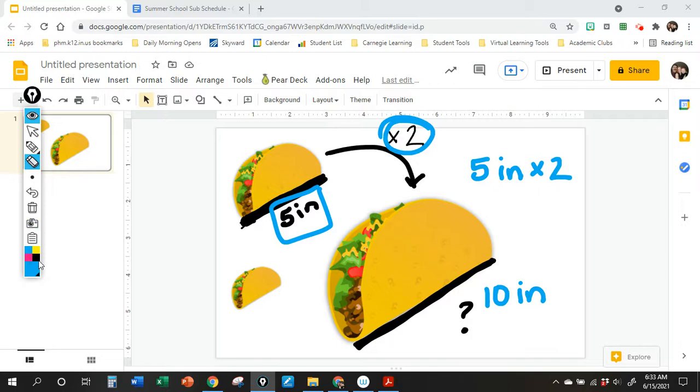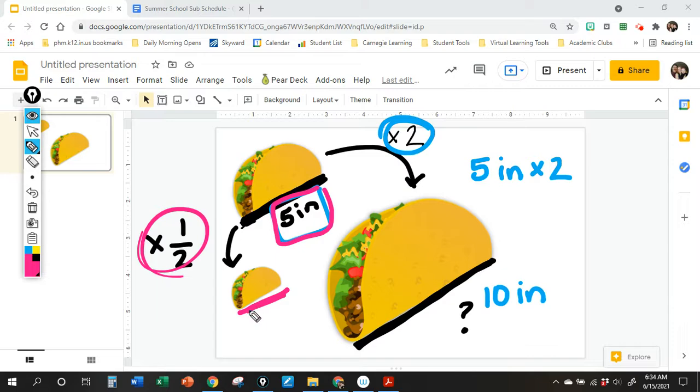Okay, so let's say same taco, 5 inches, but now I'm telling you that to make this one smaller, I scaled it down by a half. I split it in half. So what I've got now is my 5-inch taco, and he is being scaled down by a half. So this isn't going to be 5 inches or 10 inches. It's going to be 5 split in half, or times a half. So 5 divided by 2 is 2.5 inches. So that's how big that one would have to be.